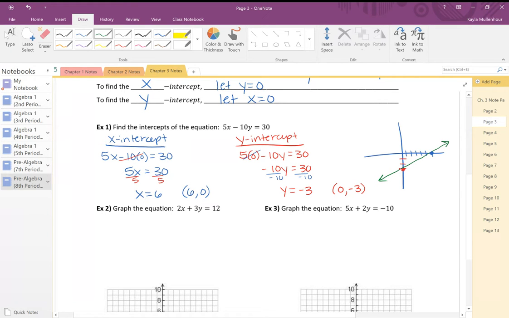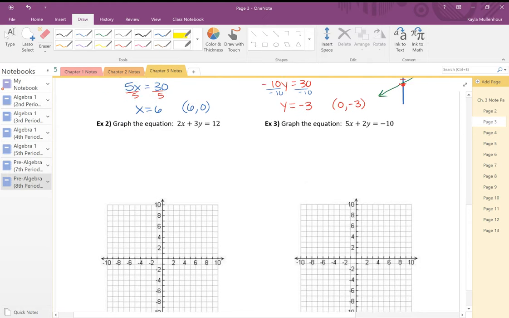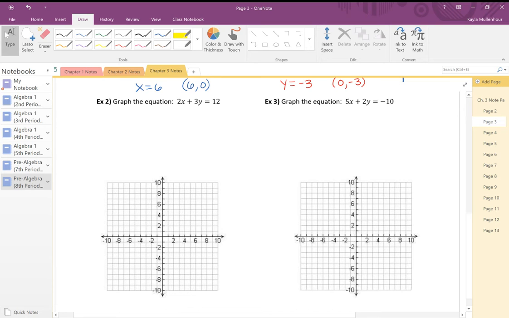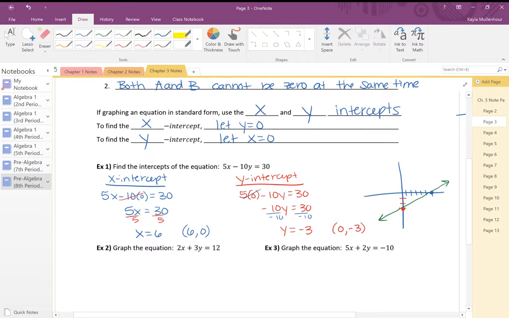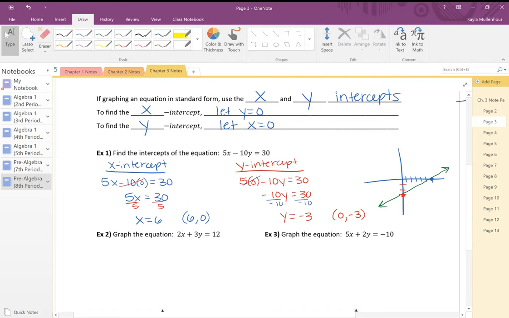Simple as that. So if we take a look at an example, number 2, graph the equation 2x plus 3y equals 12. First of all, you need to recognize that it is in standard form where both x and y are on the same side of the equal sign. When that is the case, then you're going to go through this process of finding both the x and the y-intercept, plotting them, and then connecting them.